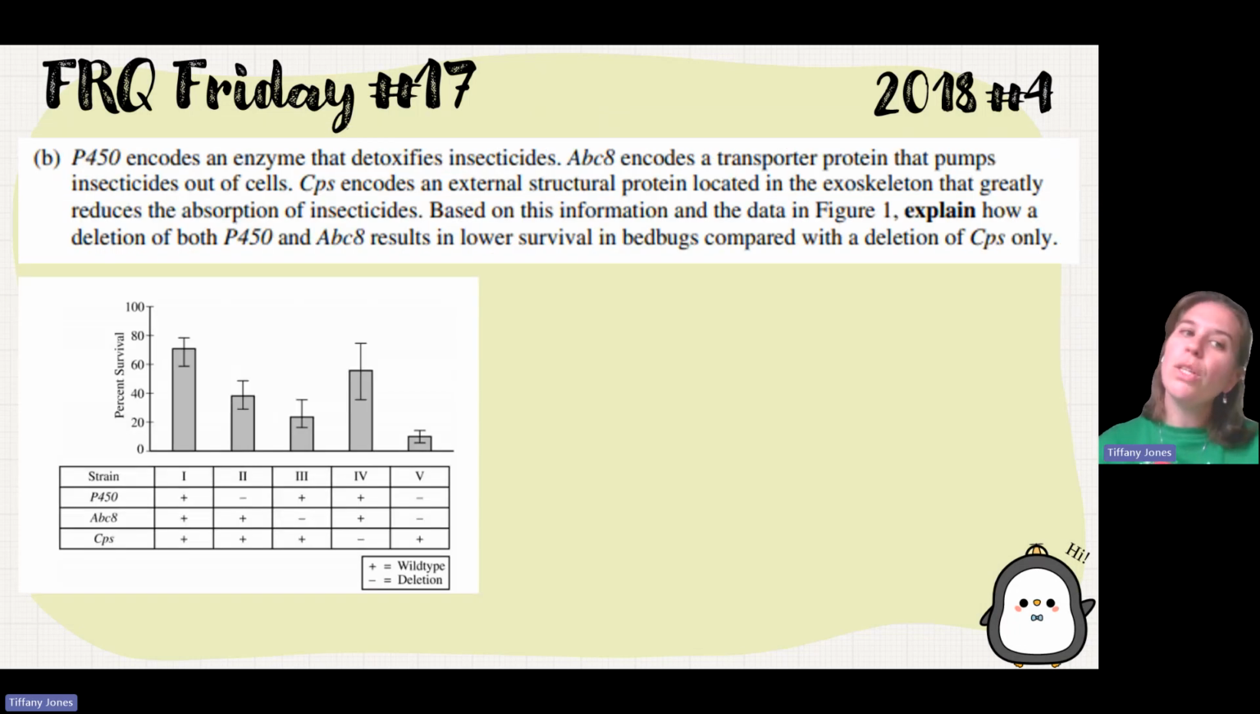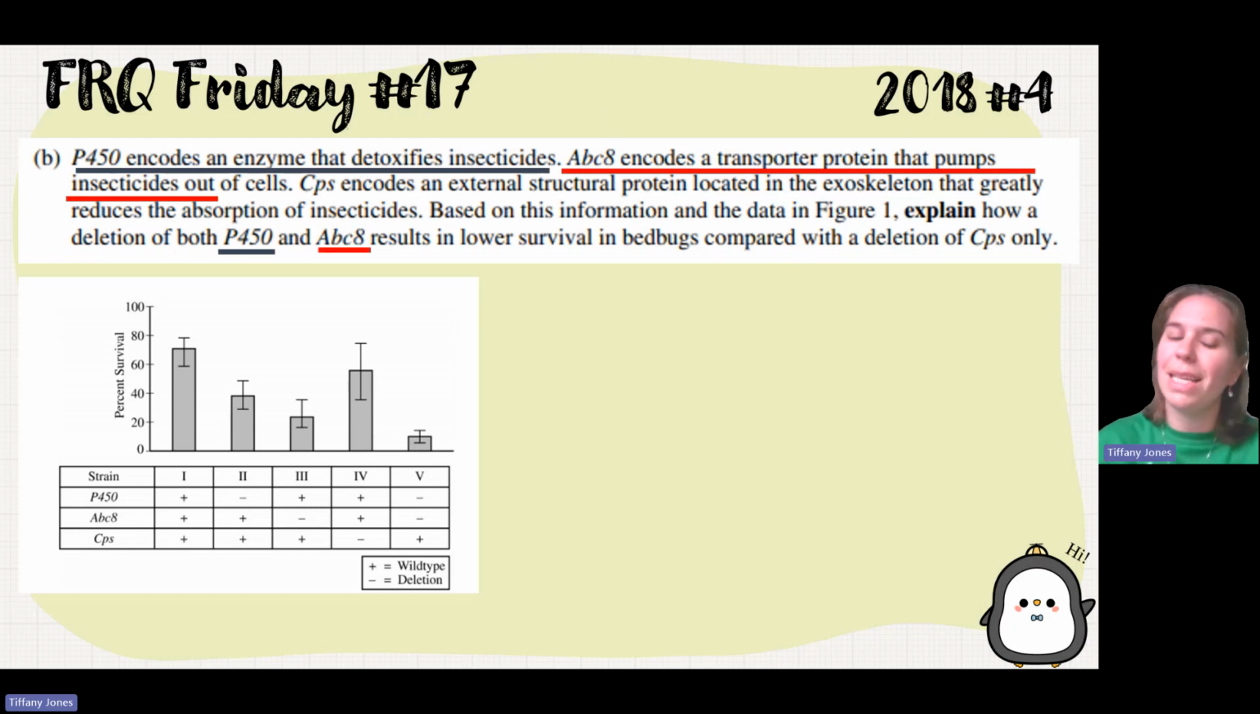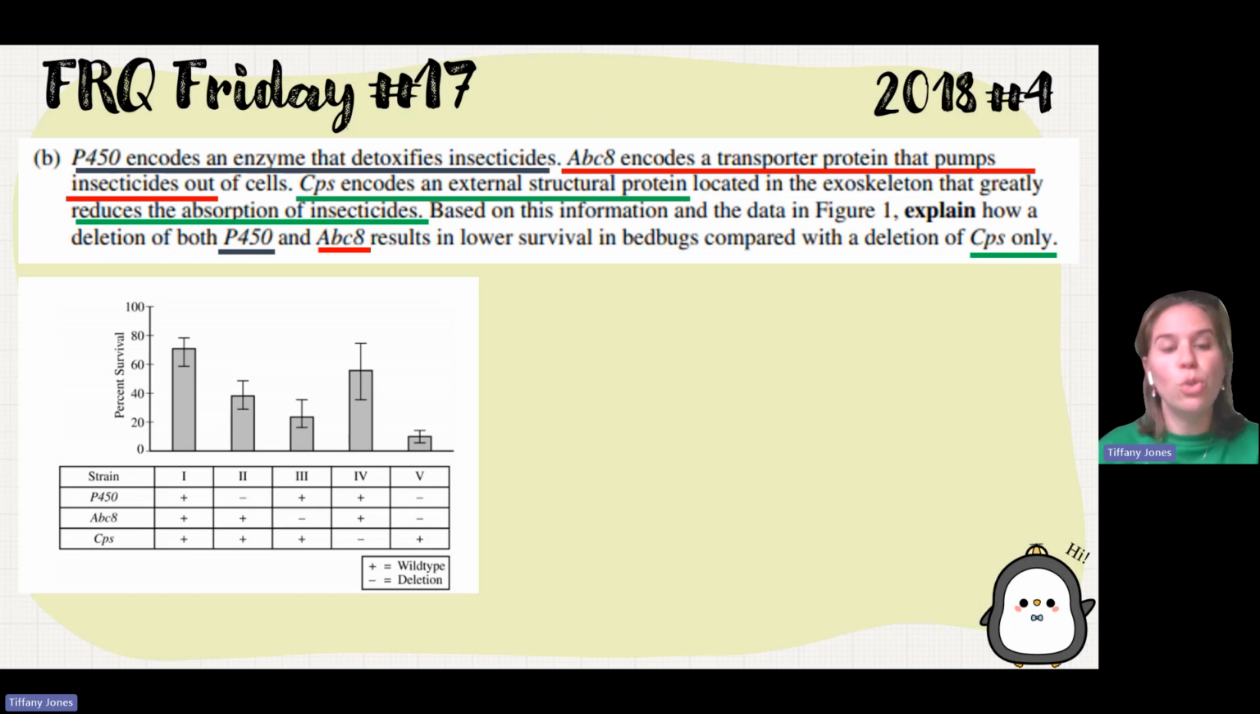So part B says that P450 encodes an enzyme that detoxifies insecticides. ABC8 encodes a transport protein that pumps insecticides out of the cells, and CPS encodes an external protein that reduces the absorption of the insecticides. So based on that information, I need to explain how a deletion of both P450 and ABC8 results in lower survival when I compare to just CPS alone.